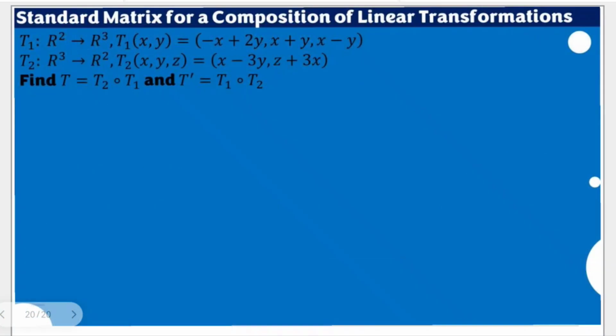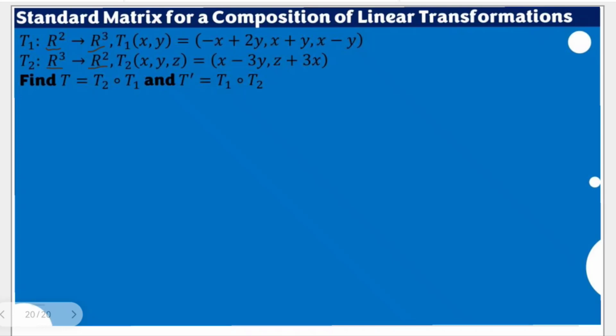This time, we are going to talk about linear transformation with domain and codomains of different dimensions. We have here the first linear transformation from R2 to R3, and our second linear transformation from R3 to R2. And still, this is on the standard matrix for the composition of a linear transformation.